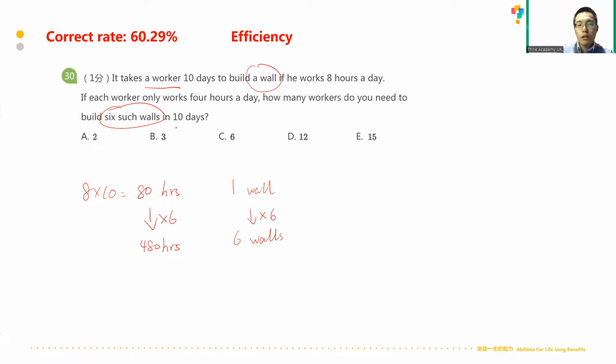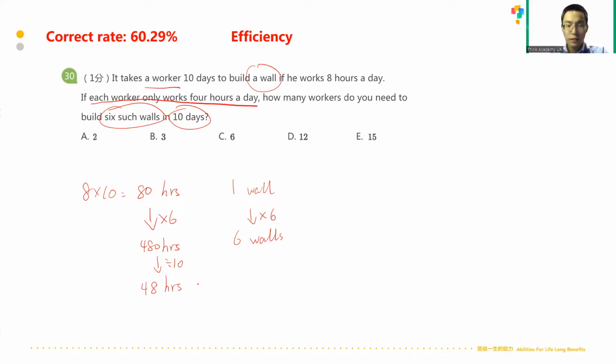Okay, and we want to finish this work in 10 days. So 480 divided by 10 will give us how many hours we need to work in each day. So 48 hours. We need to work 48 hours a day. And we also know from this sentence that each worker only works 4 hours a day. So each worker only works 4 hours.